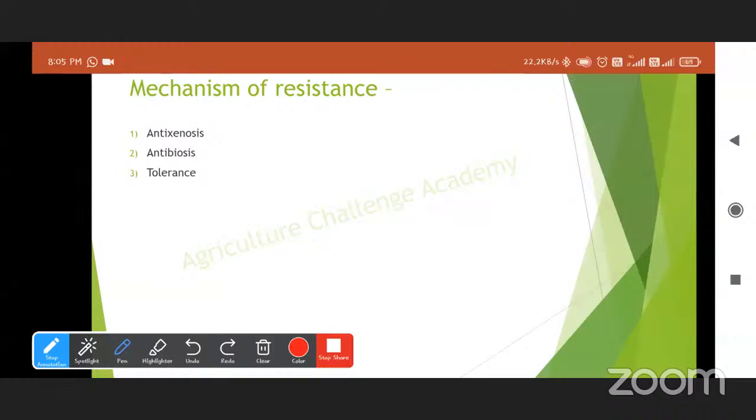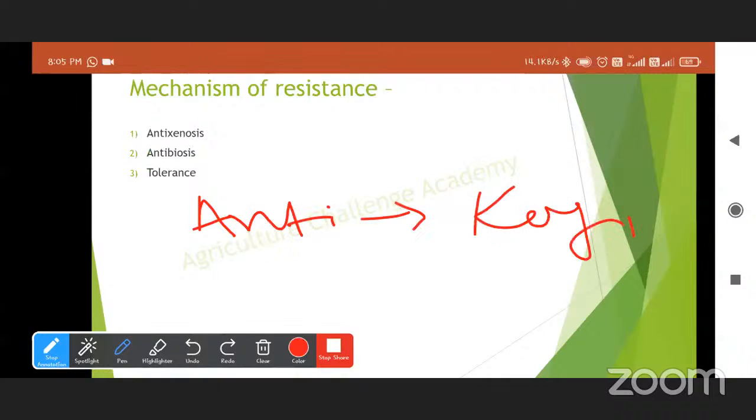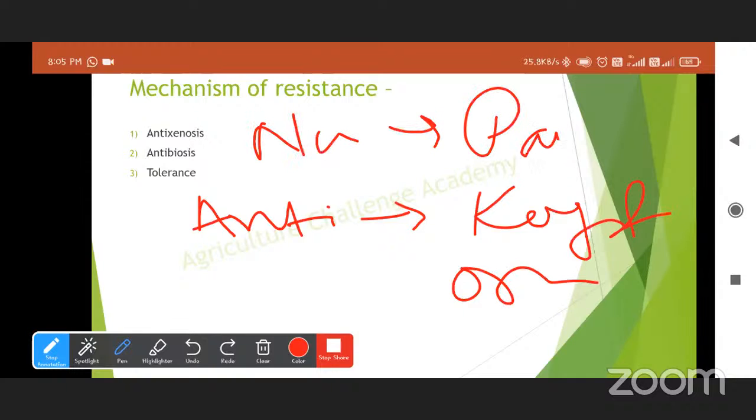Then another bit you need to remember is that the word non-preference was given by Painter, and the word antixenosis was given by Kogan and Ortman. Antixenosis was given by Kogan and Ortman, and non-preference was used by Painter. Okay, this thing also you have to remember.